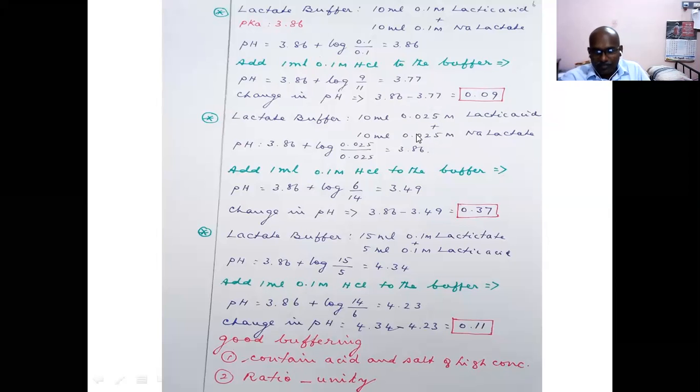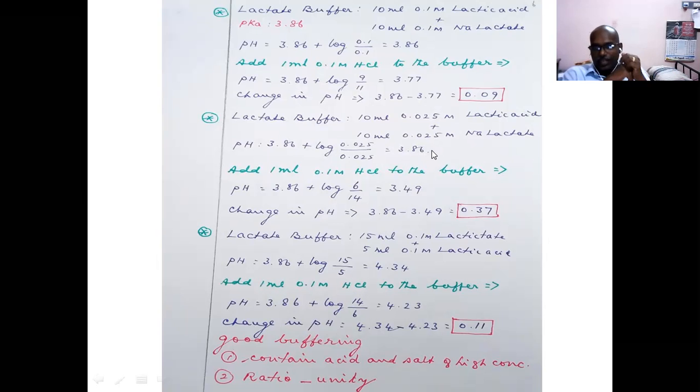I am diluting the buffer. Look here. I am taking 10 ml of 0.025 molar lactic acid and also 10 ml of 0.025 molar sodium lactate. If you calculate the pH of this buffer, the pH is equal to 3.86 plus log 0.025 divided by 0.025. It is also 3.86. The pH of the buffer is not changed due to dilution, because you have diluted the acid and the salt to the same extent.